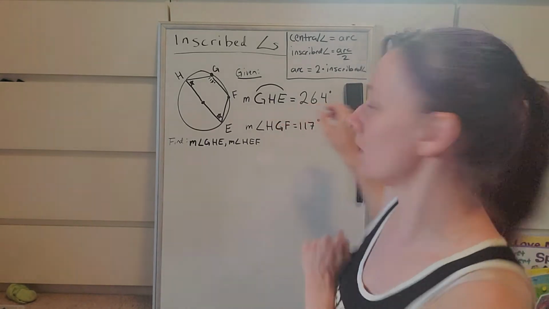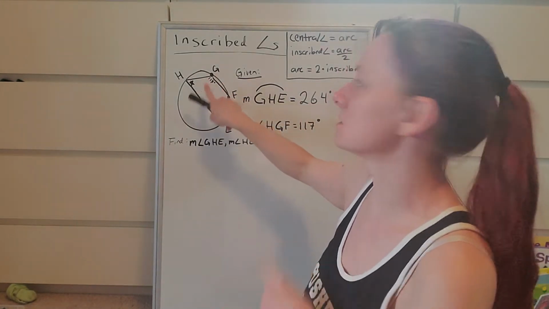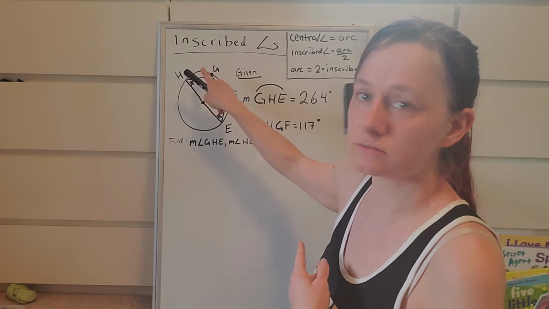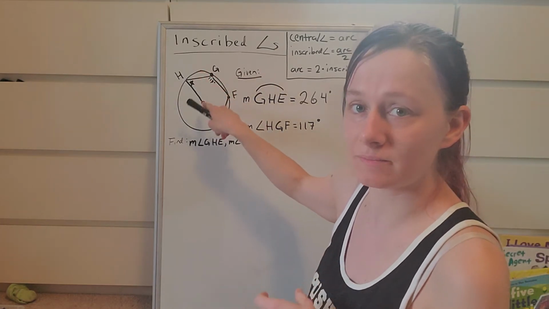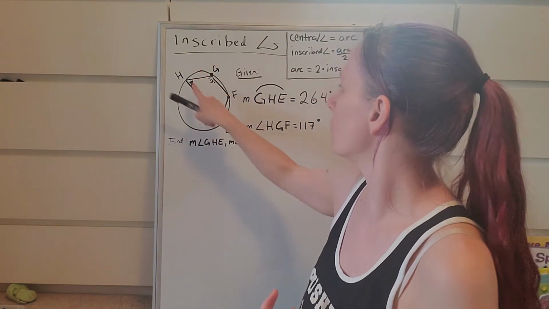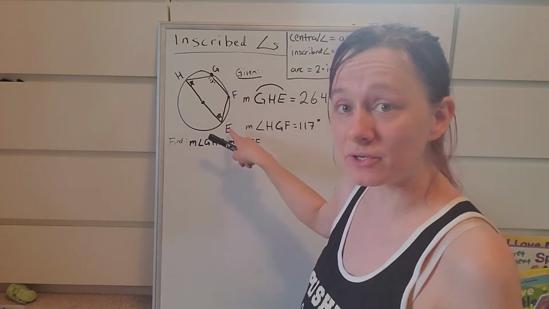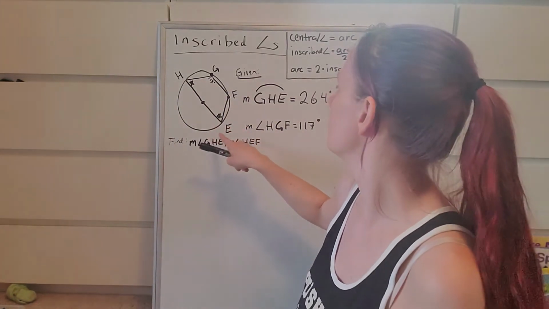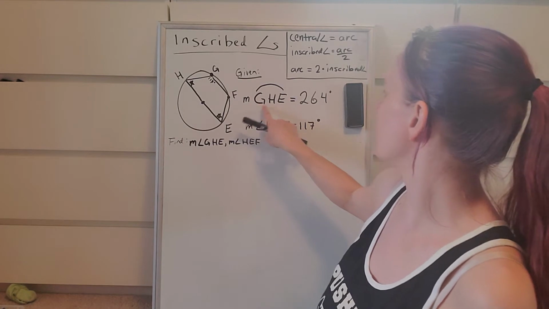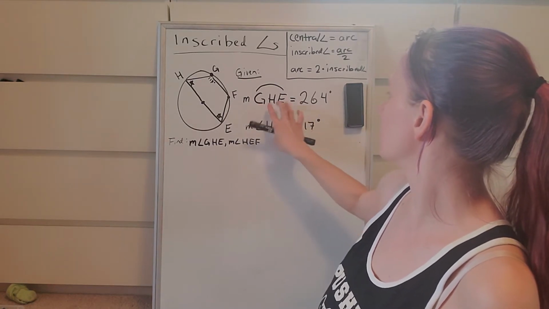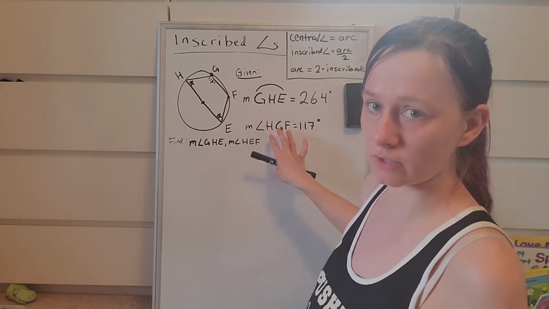So here we go. This is the figure. You have a quadrilateral inscribed inside of a circle. One of the sides is the diameter of the circle, and you have one arc given to you and one angle given to you.